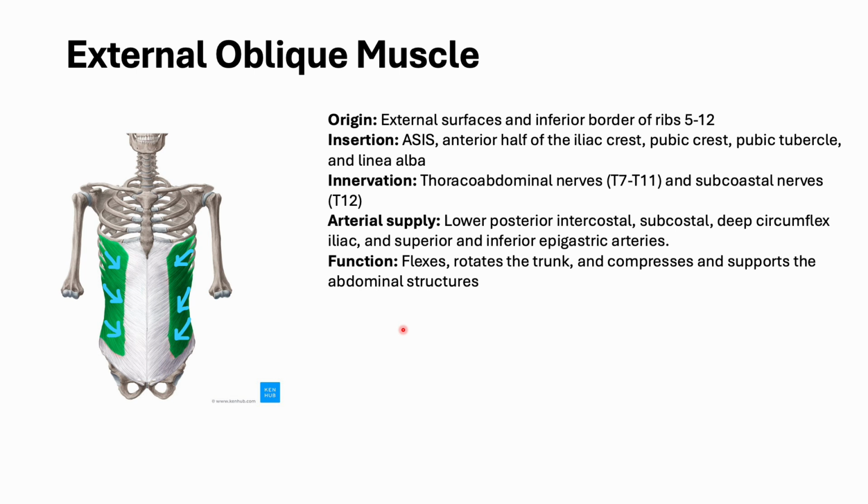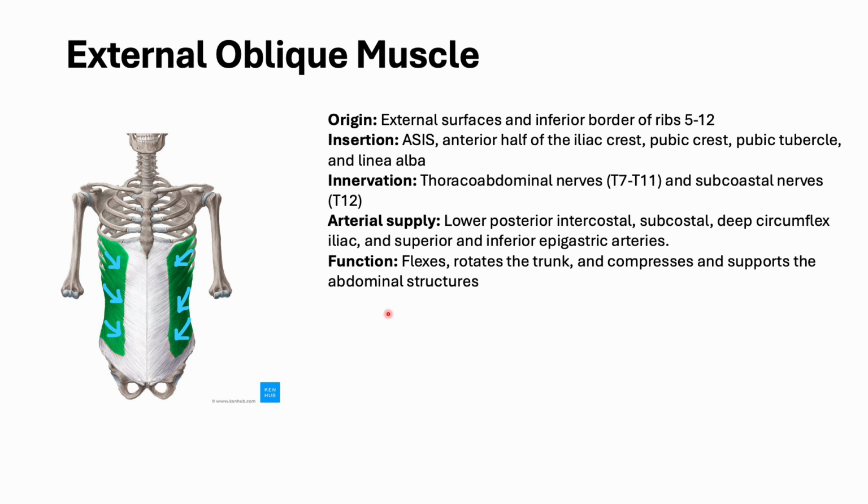For each of these muscles, we're just going to briefly go over origin, insertion, innervation, arterial supply, and the actual function. So external oblique muscles, our professor would always say the fibers are actually going inferior medially. And so it's kind of like putting your hands in your hoodie pocket. The origin is external surfaces and the inferior border of ribs 5 through 12. Insertion, you could kind of see here ASIS, the anterior half of the iliac crest, the pubic crest, the pubic tubercle, and then the linea alba.